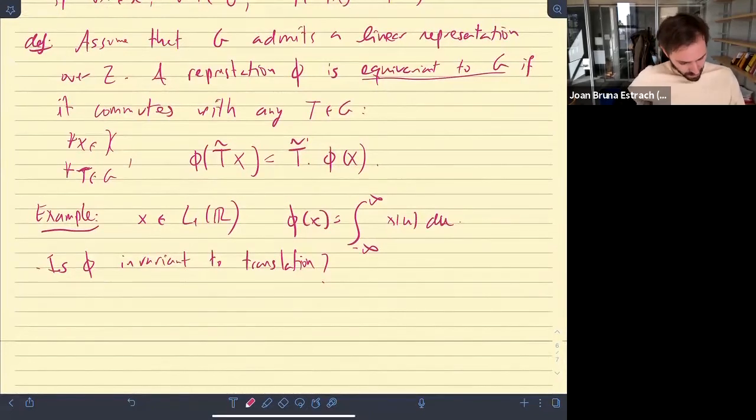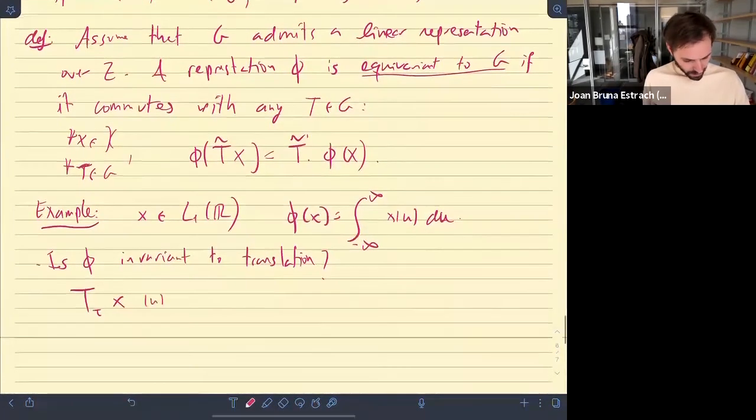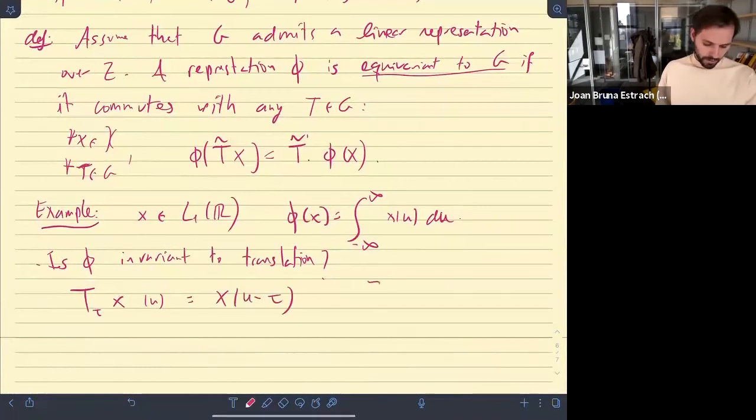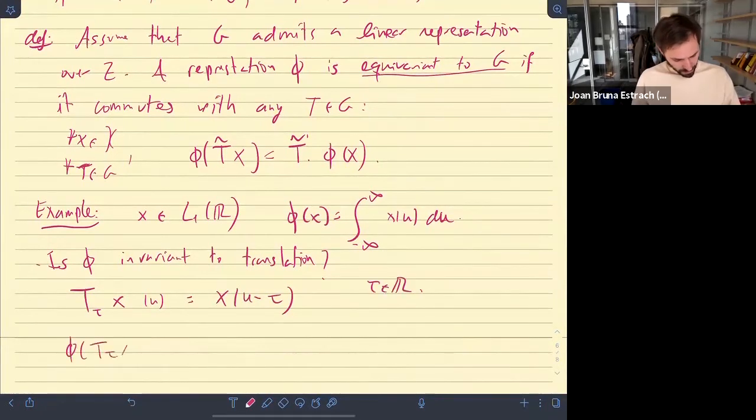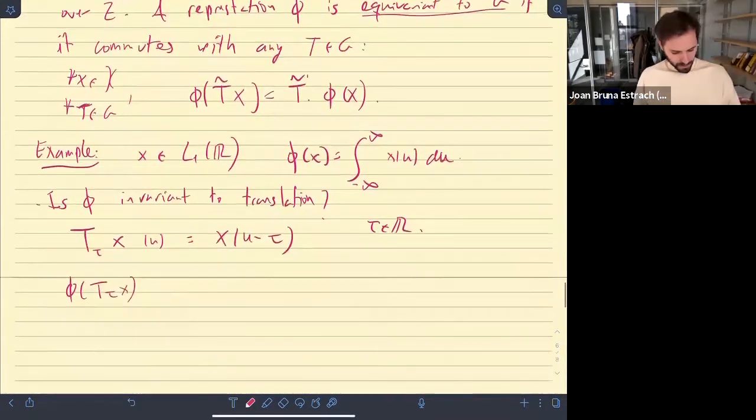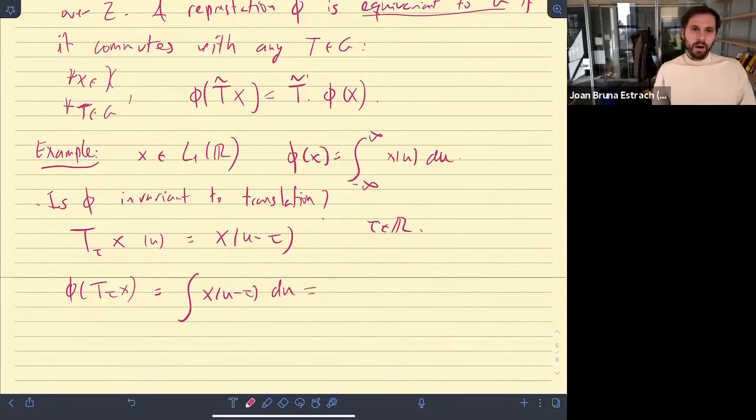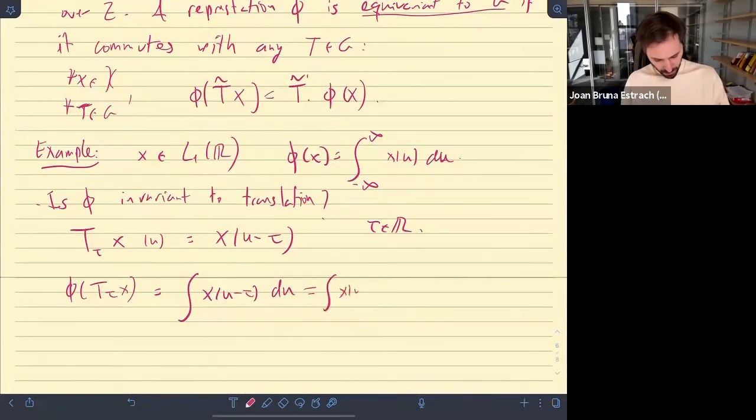Of course we define the translation, which we described before, as a transformation indexed by some parameter tau, acting over pixels by a shift. Tau here is just the parameter. Now if we compute phi of T tau of x, we apply the definition, and it's the integral of x of u minus tau du. By change of variables, this is obviously the same as the integral of x of u du, which is phi of x.